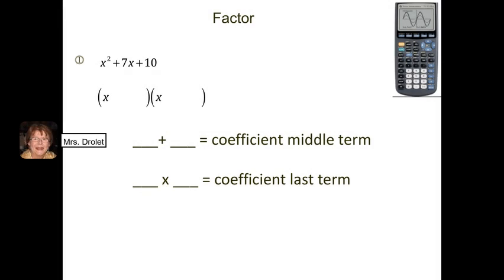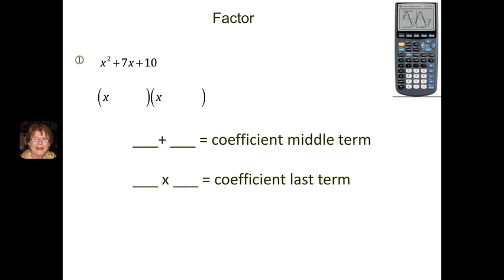Now, this is the part where the students always struggle a little bit. You must now find two numbers. Two numbers, when added together, give you the coefficient of the middle term. And at the same time, those same two numbers, when multiplied together, give you the coefficient of the last term. Now, if you struggle with that, use your calculator.